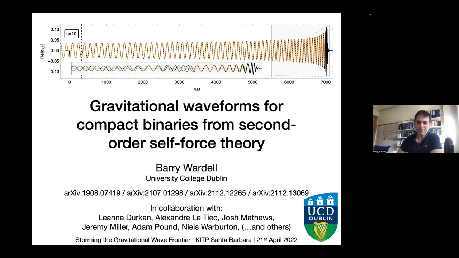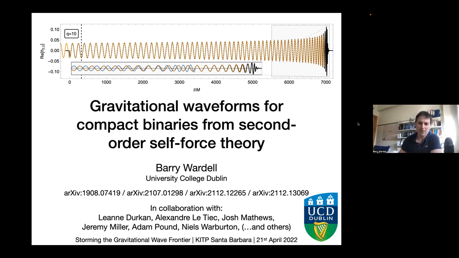So I'm going to talk about an approach to producing waveforms for binary systems, which is a little bit different than maybe we've seen earlier in the week. That approach is what's called the self-force approach, which uses self-force theory. In particular, I'm going to present some pretty recent results from going to second order in self-force theory.